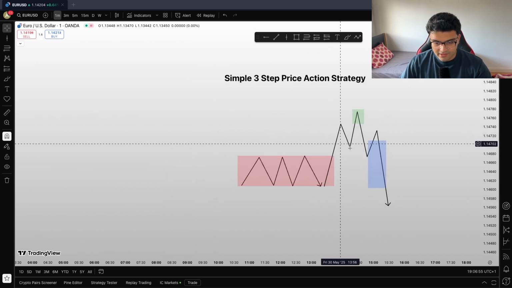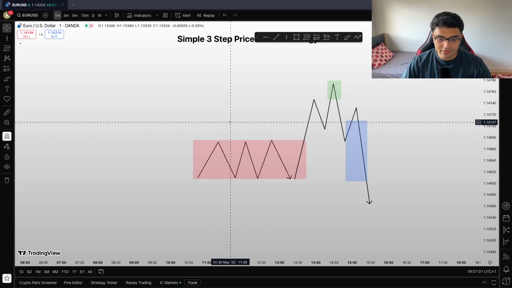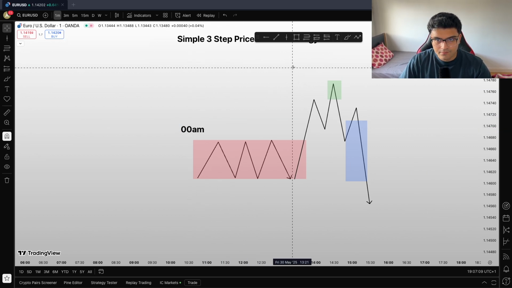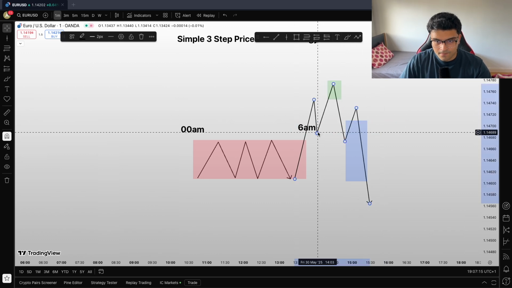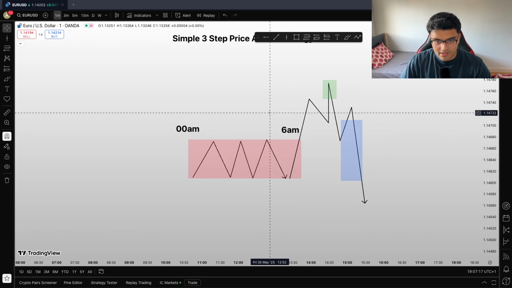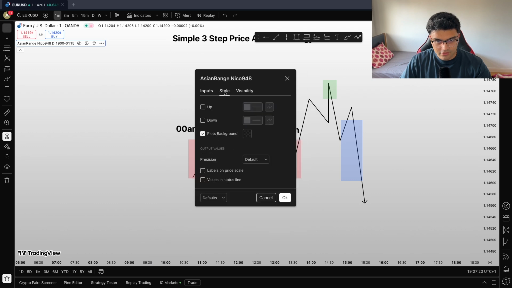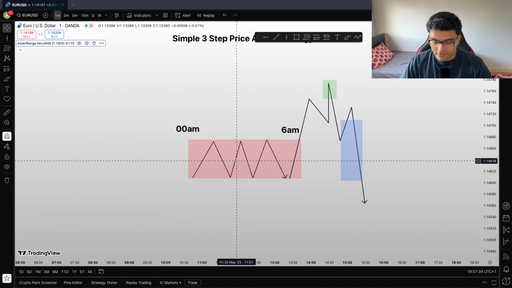So if we just forget this for a while, we have an Asian range. Now this is the Asian session, and the Asian range is basically the Asian session. This session runs from midnight to 6 a.m. UK time, and there's going to be a range formed, and you can actually get this sessions indicator right here. And you can copy my settings. These are the settings, you can copy them. Essentially that will draw a box for you around the Asian session, the Asian range.